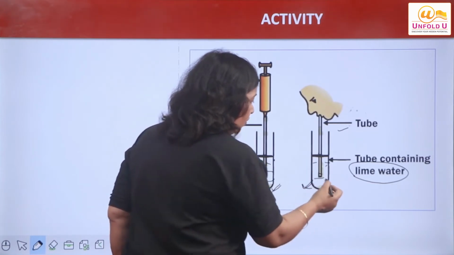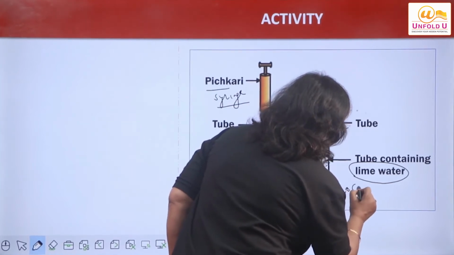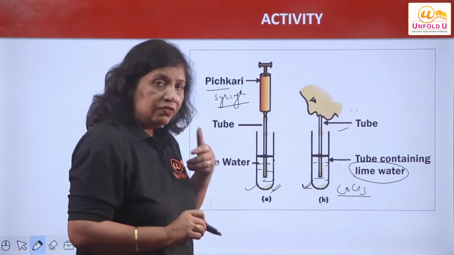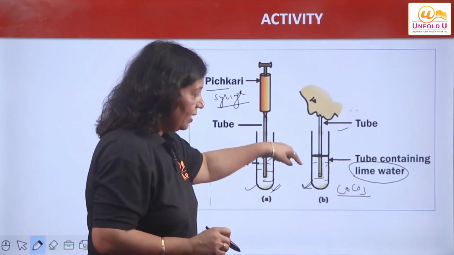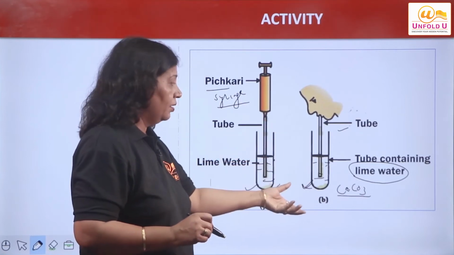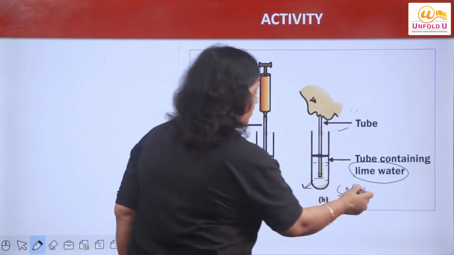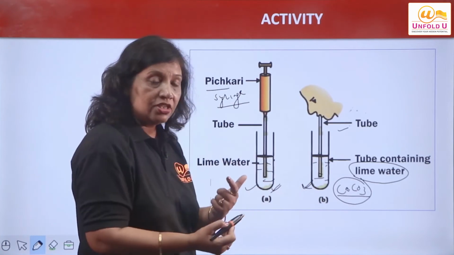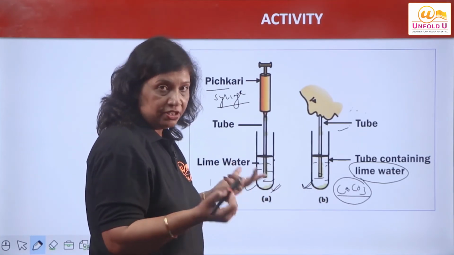Right? And what will we observe immediately when we breathe out? The lime water turns milky. Immediately after we breathe out, within no time, right? जैसे ही हमने exhale out किया तो lime water जो है, it will turn milky. Milky क्यों हो गया? Due to the presence of calcium carbonate. This shows lime water changed into calcium carbonate. Right? Milkiness is because of the formation of calcium carbonate.